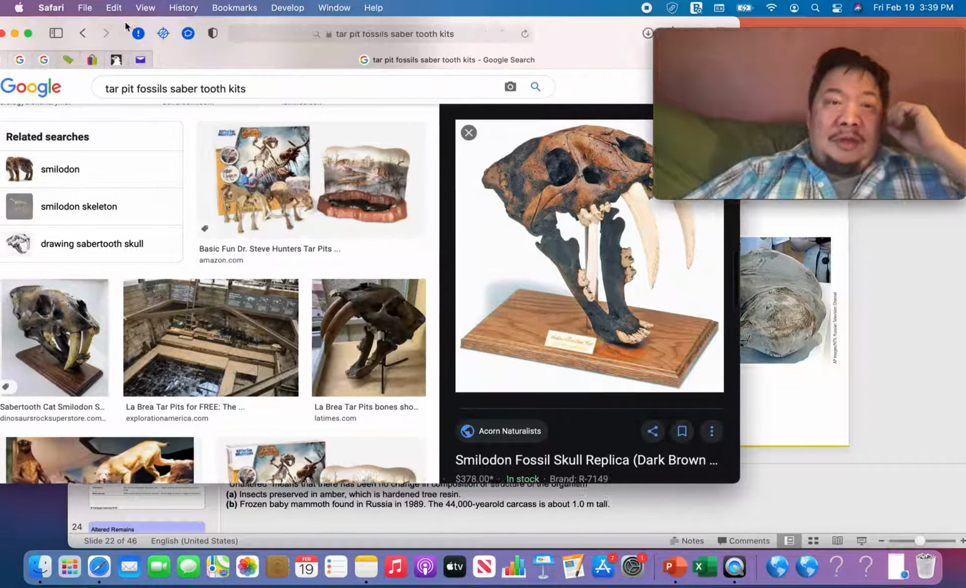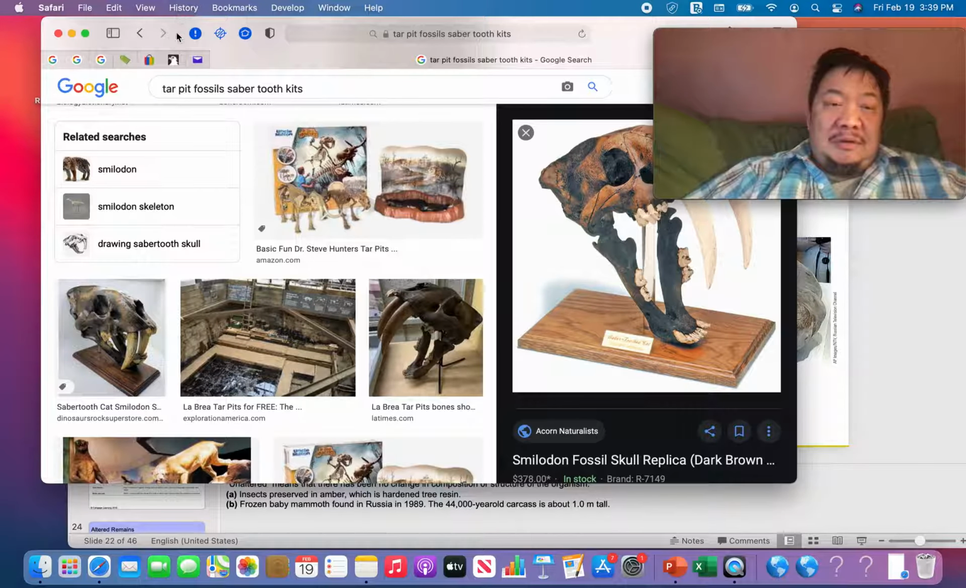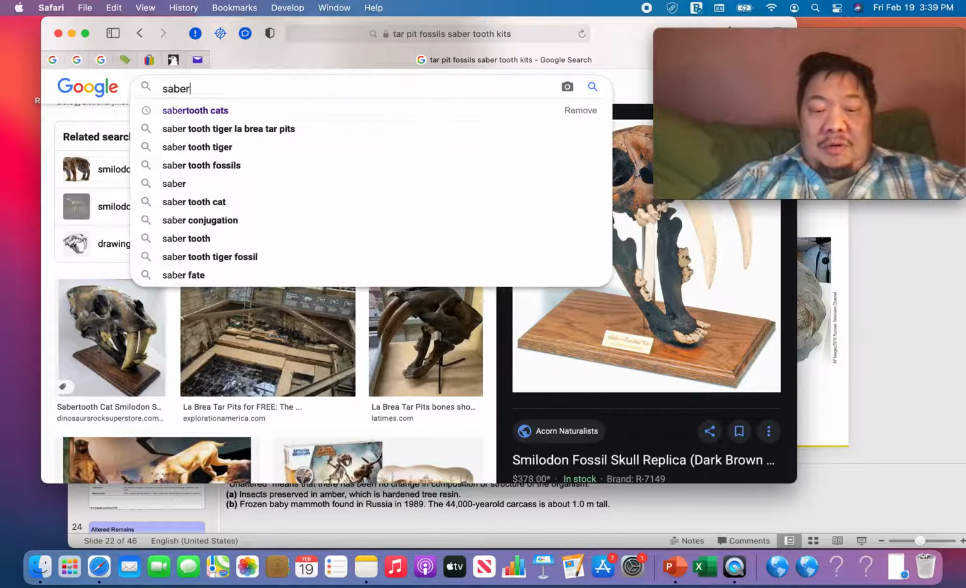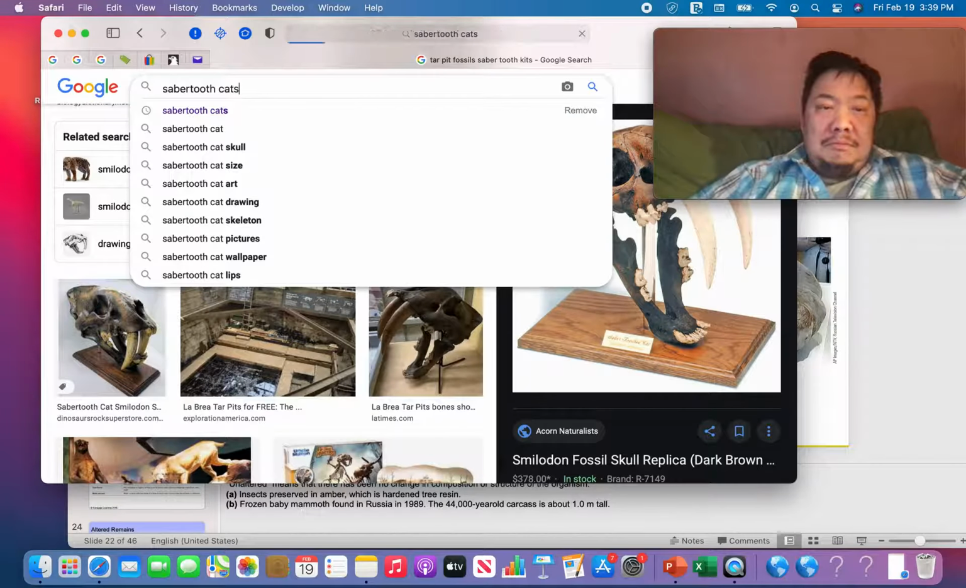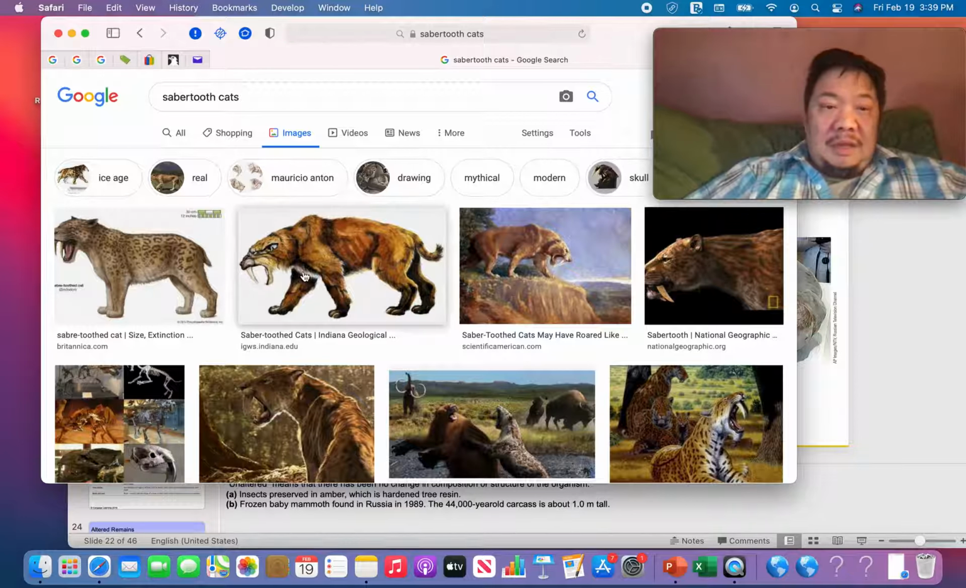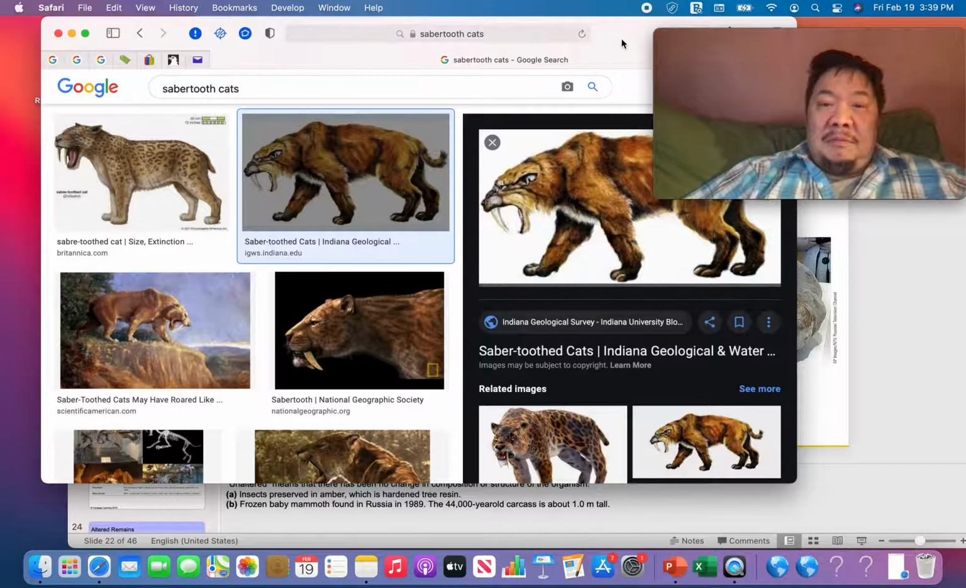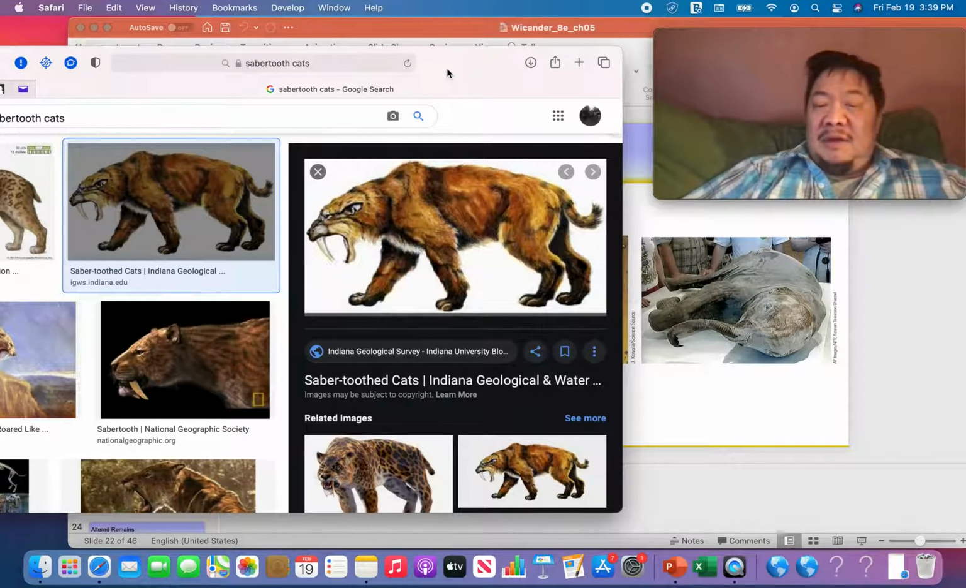These have been found near Johnson City. So, saber-toothed cats, very muscular cats that were common during the Ice Age, during the Pleistocene.